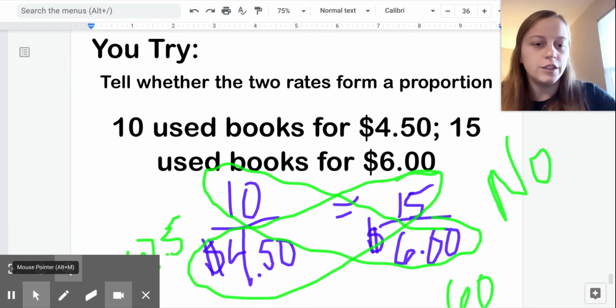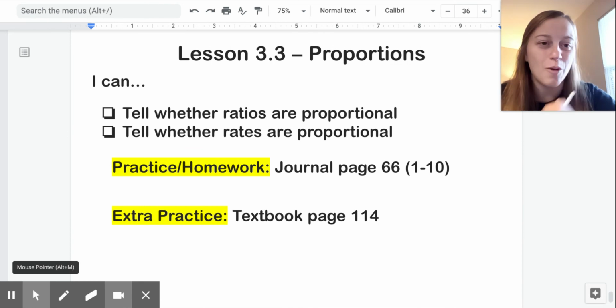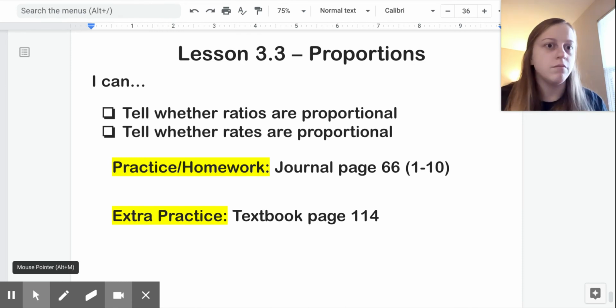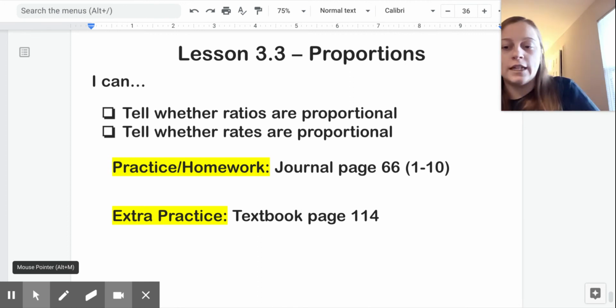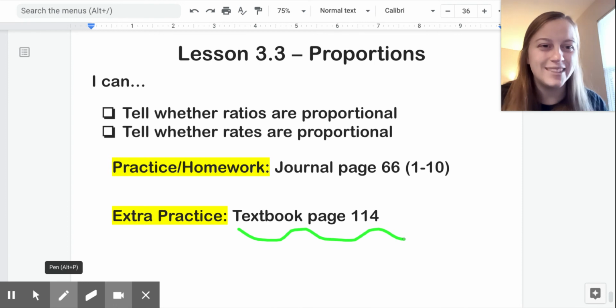Okay. So you do have homework today. It is journal page 66, numbers 1 through 10. Make sure you show your work. Did you simplify and then say yes or no? Or did you use cross products and then say yes or no? And then make sure you answer the question yes or no. If you finish early, you're working on textbook page 114 on whiteboards. Thanks.